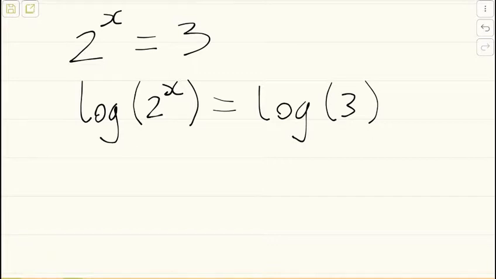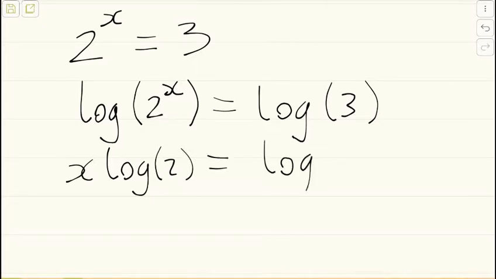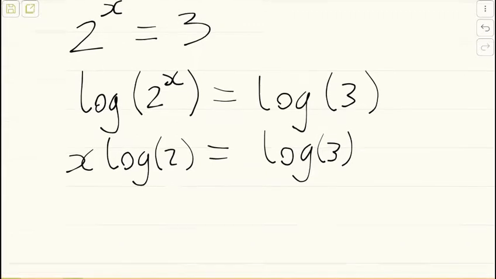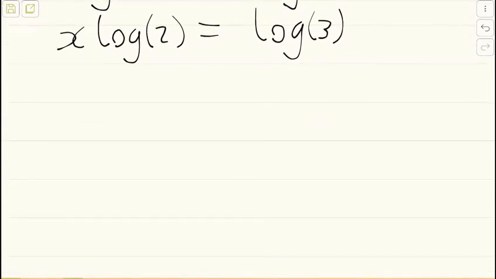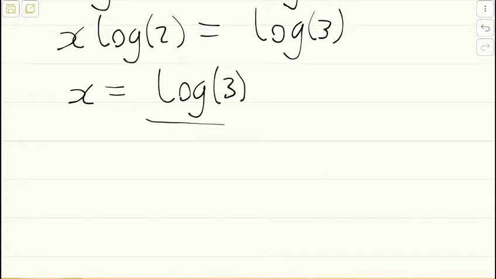Now what we can see is, on the left hand side, you've got log of 2 to the power of x. We can actually use our log law to rewrite this as x multiplied by log of 2, which equals log of 3. Now at this stage, to get x on its own, that's just going to be x equals log of 3 over log of 2.